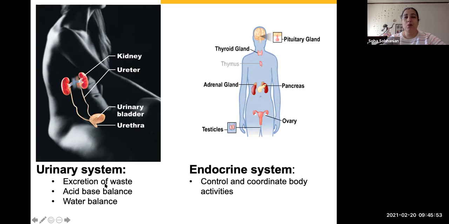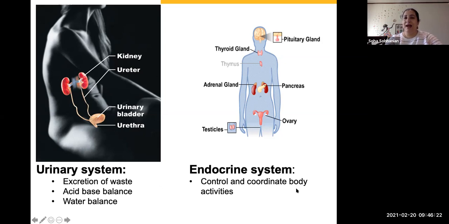And then what is the main function? Removal or excretion of your waste, water balance, which we mentioned also. And the one that I didn't describe to you guys and you've probably never heard of is acid and base balance. So basically making sure what we call blood pH stays consistent. I'll talk about this in your next week's lecture, so we'll come back to this.